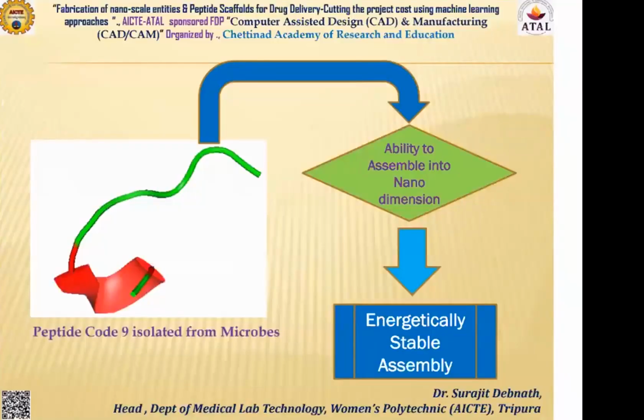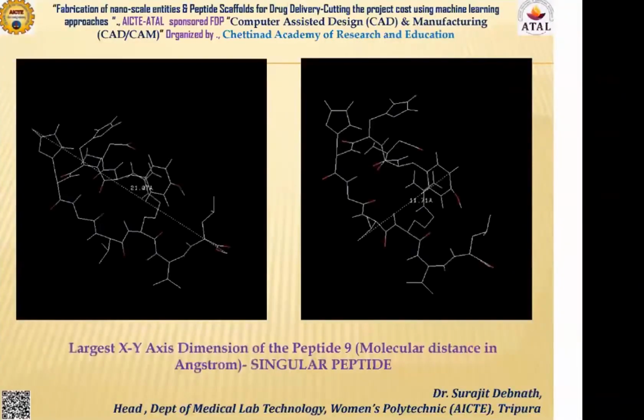So what was the thing? This was the structure of the 9 amino acid based peptide, which has the ability to assemble into a nano dimension itself, and it is also thermodynamically stable. Now, when we are talking about stable, what are we essentially talking about? We are essentially talking about its shelf life.